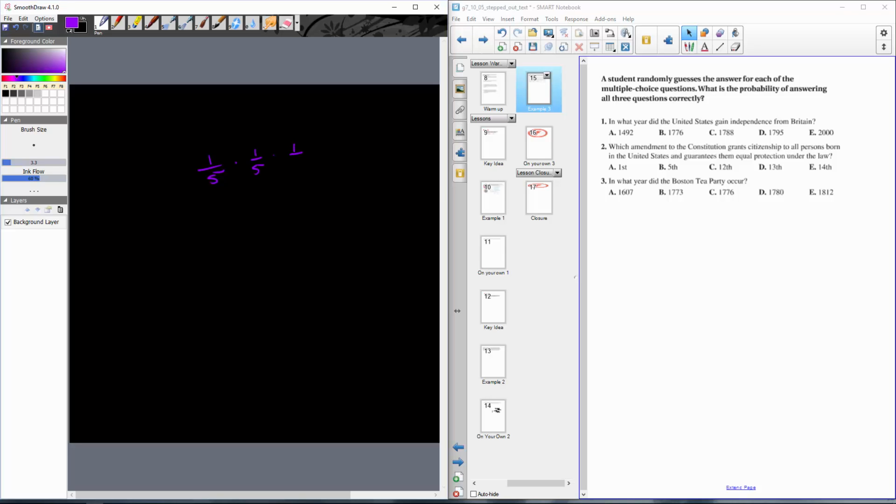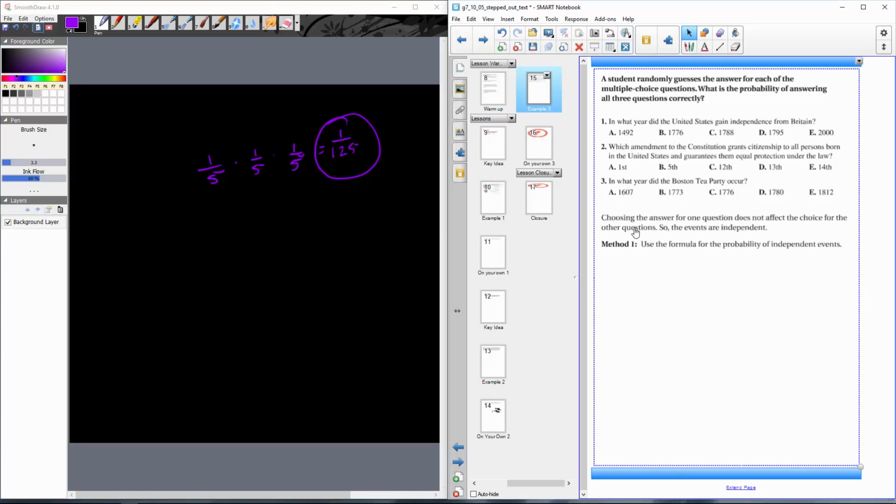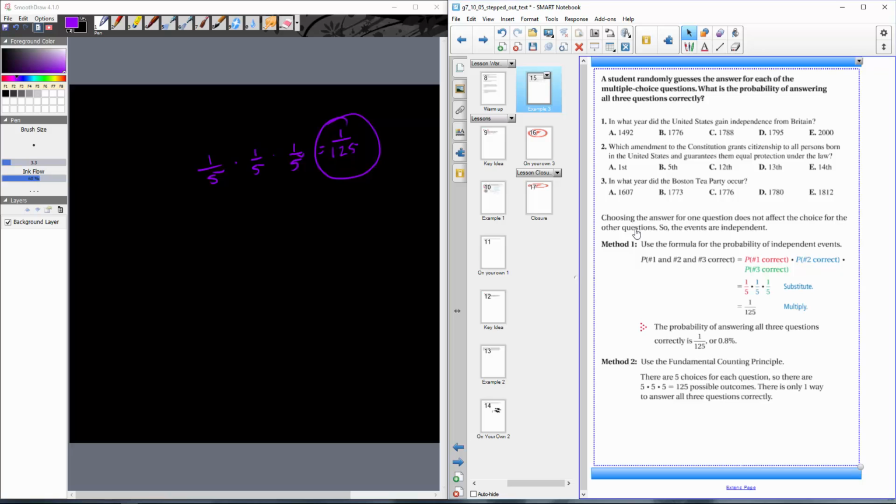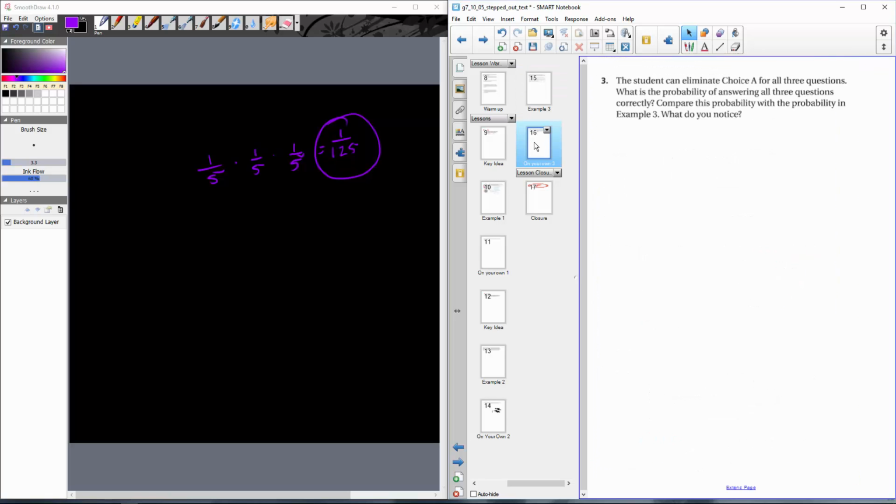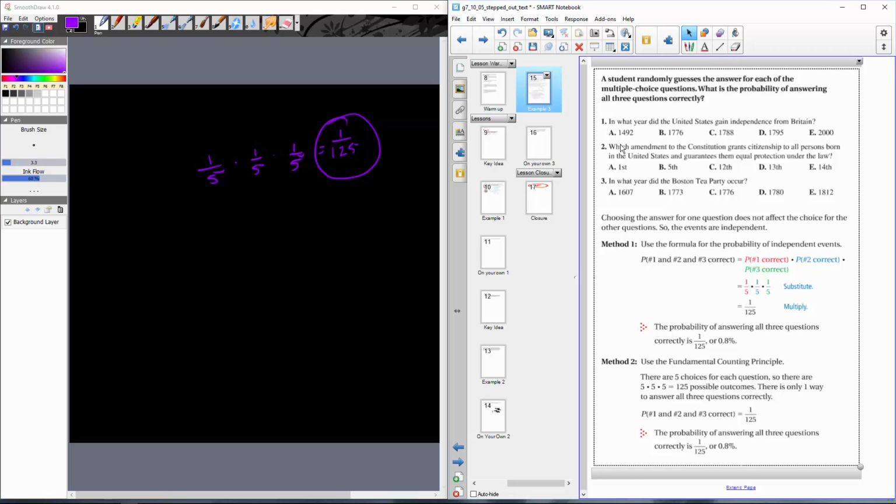So my likelihood of just getting this test by guessing, not studying, just guessing, I multiply these and I'd have 1 over 5 times 5 times 5, which is 125. So I have a 1 in 125 chance of getting all these right if I don't study and I just guess. That's not good. Now this is a really interesting part, because check this out. You know how whenever you talk about standardized testing, teachers always say, if you're taking a standardized test, you should make sure that you can eliminate one of your options at least, right? Let me show you why that's the case.